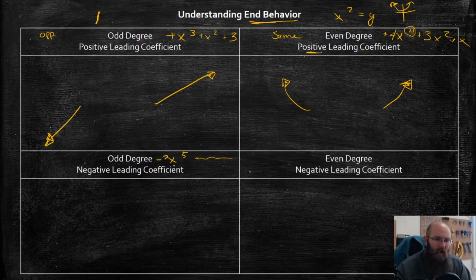So something like a negative 3, or let's put a 2 there, just so you don't think that that has to be an odd number as well. So like a negative 2 in front. It's an odd exponent, that 5 there.